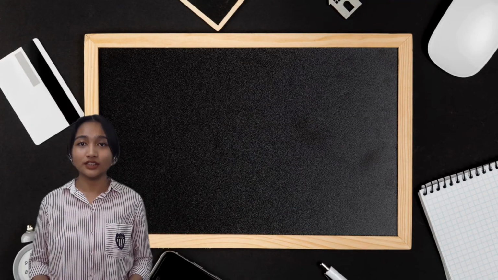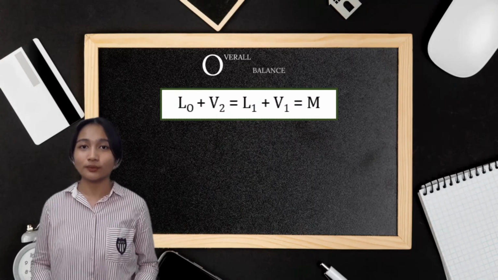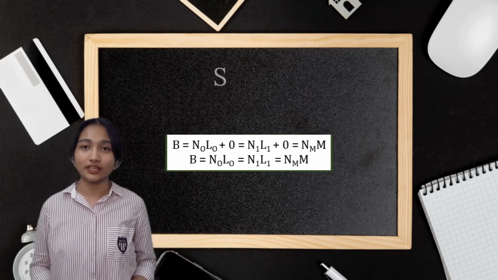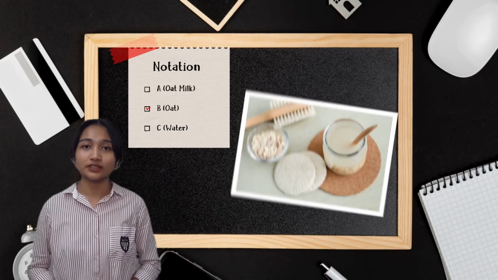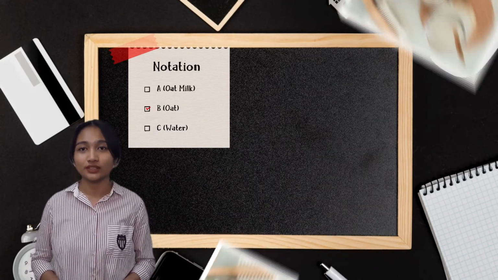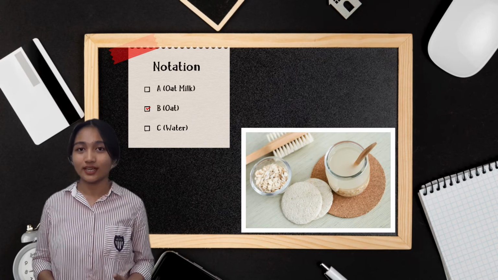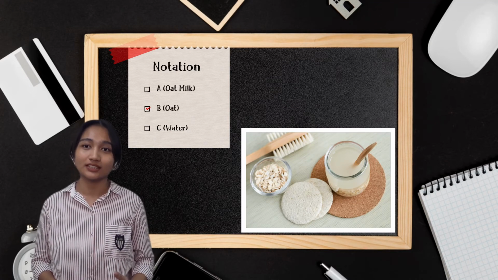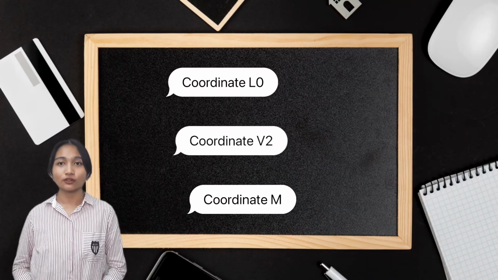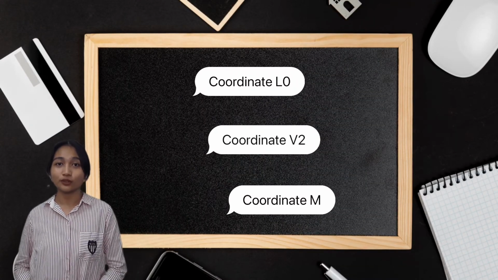To calculate extraction rate V1, we use overall balance, component balance, and also solid balance. And from these equations, A is labeled as our desired product, which is oat milk, B is our solid oat, and C is our solvent, which is water. To find V1, we need to find the coordinates for L0, V2, and also M.